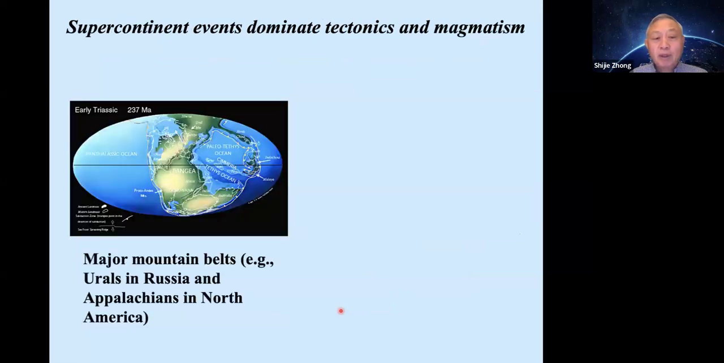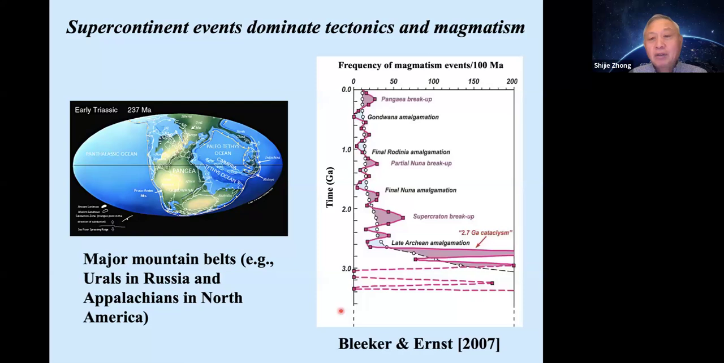For example, we know all the major mountain belts were created during the supercontinent events, when continents collide to form a supercontinent. That's when the major mountain belts got formed, right? And also, if we look at the history of the magnetism.